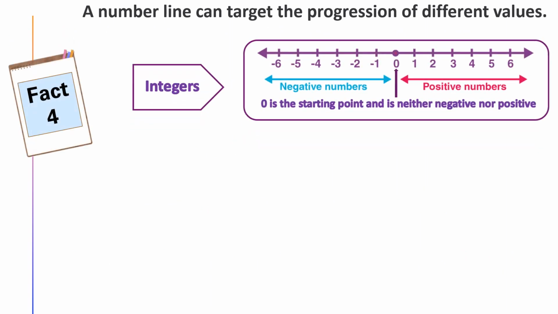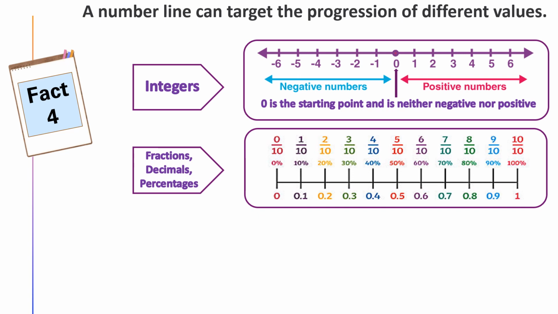Fact 4. A number line can target the progression of different values. Number lines can present the progression of all integers, both negative and positive, with 0 as the starting point. It can present fractions, decimals, and at a later stage in the secondary years, even percentages. These three concepts can be presented separately or combined.